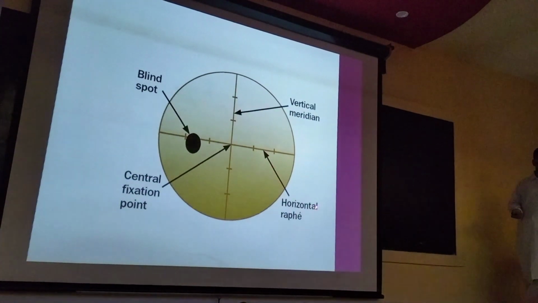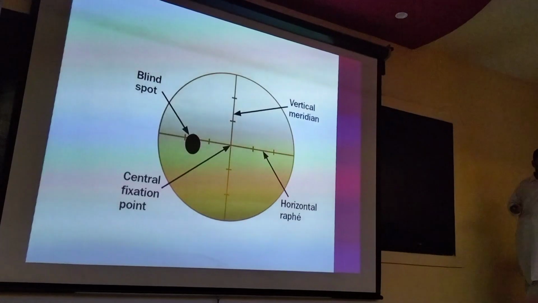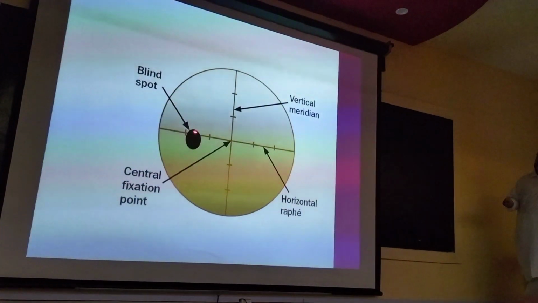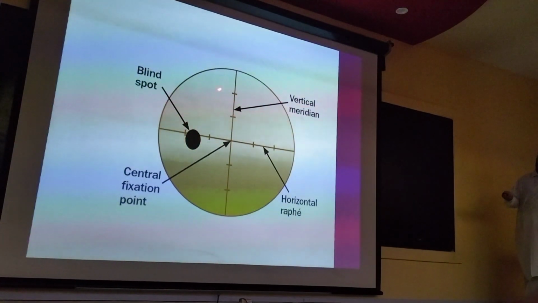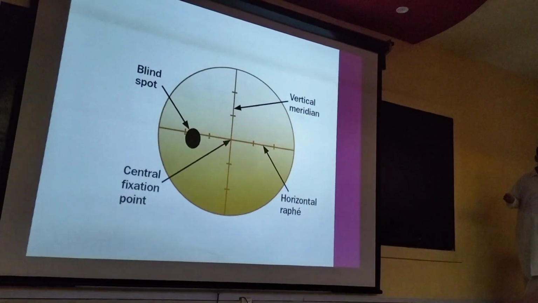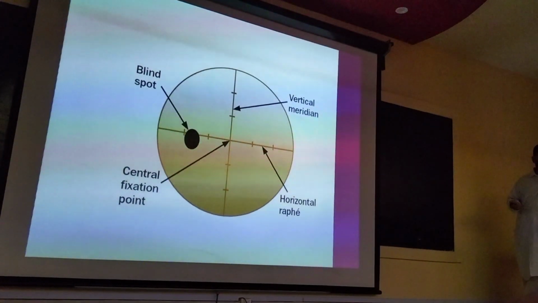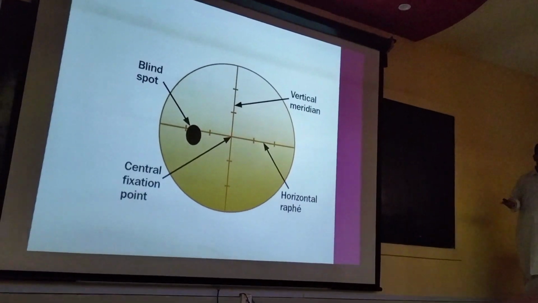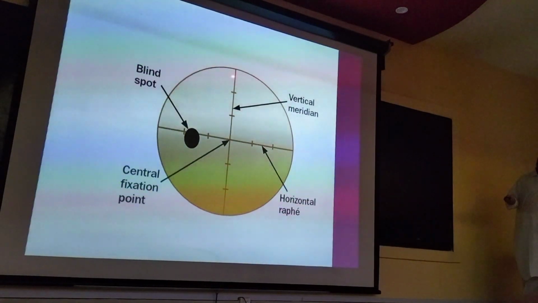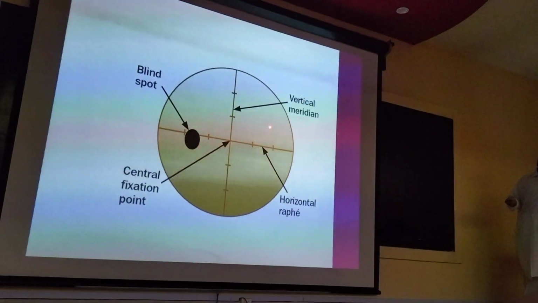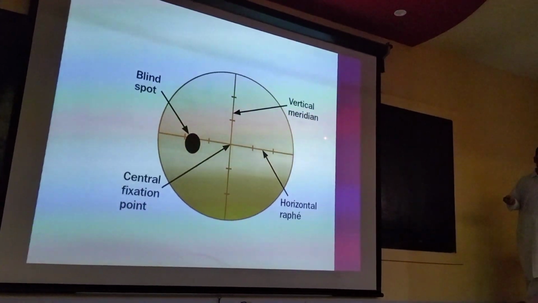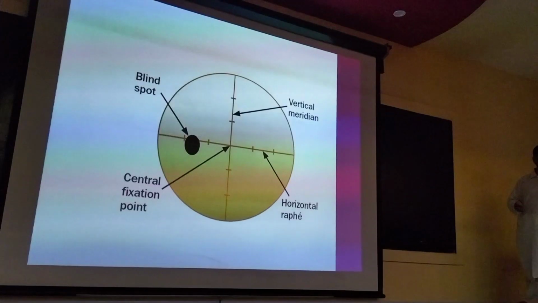You can correspond it with the retinal nerve fiber. How can you correspond it? You can correspond it that this portion, this quadrant of the visual field, which is the superotemporal visual field, this will be perceived by inferonasal retina. This quadrant of the visual field, which is the superonasal visual field, will be perceived by inferotemporal retina.